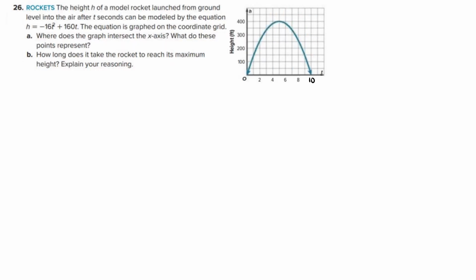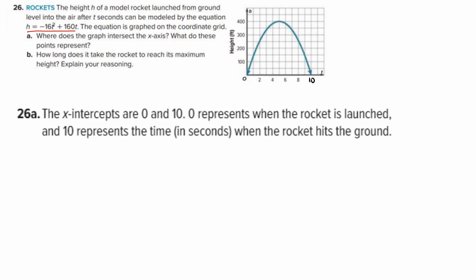Then we have question 26 of rockets, and here again you are given an equation of h involving h. So this is the equation which is given to you. The equation is graphed on the coordinate plane. The graph is also given. Where does the graph intersect the x-axis? So you can see the graph is intersecting at two values. So one is 0, one is 10. So these are the two intercepts when the rocket is launched, and 10 represents the time in seconds when the rocket hits the ground. So it starts from 0, takes a height, and then comes back to the ground in 10 seconds.